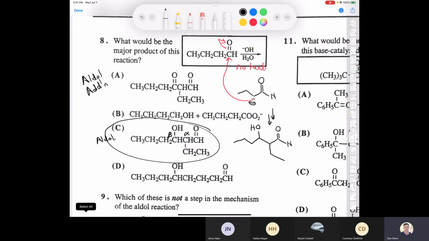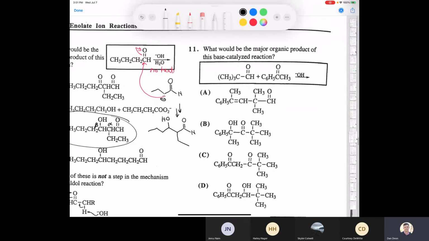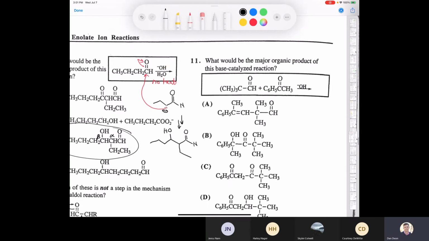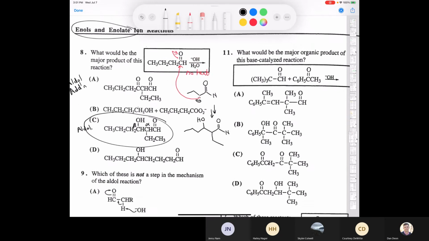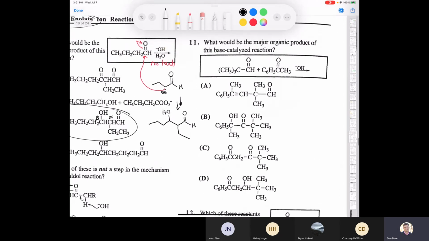All right, let's move on from there. And let's try question 11. So that would be the enols and enolates chapter. So this is enols and enolates. All right, let's move on to question 11.